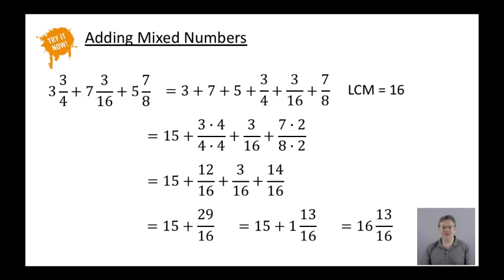3/4 gets converted to 12/16. 3/16 stays as it is. 7/8 becomes 14/16, and those three fractions add together to give us 29/16. 29/16 can be converted to a mixed number, 1 and 13/16. All of the stuff added together then becomes 16 and 13/16.